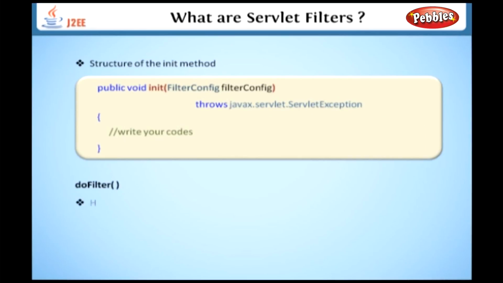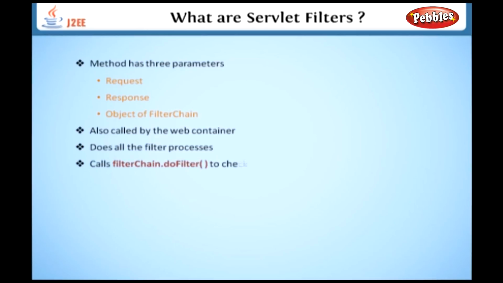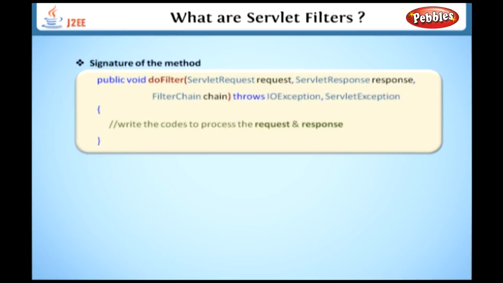The doFilter method is the heart of the filter, where we can write the processes for filtering. This method has three parameters, i.e., request, response, and the object of FilterChain. This method is also called by the web container. It does all the filter processes and calls the doFilter method on the filter chain object to check if any other filters are available to process this request. If any, it will pass the request and response objects to that filter. Otherwise, it will do post-processing, i.e., filtering the response. Here is the signature of the method.